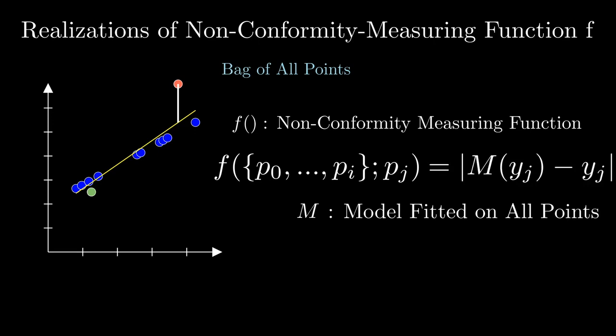Is absolute error the only possible realization of the non-conformity measuring function f? Absolutely not. In fact, there are better measures, but for the purposes of this video, which is to understand the foundations of conformal predictors, absolute error is just fine.